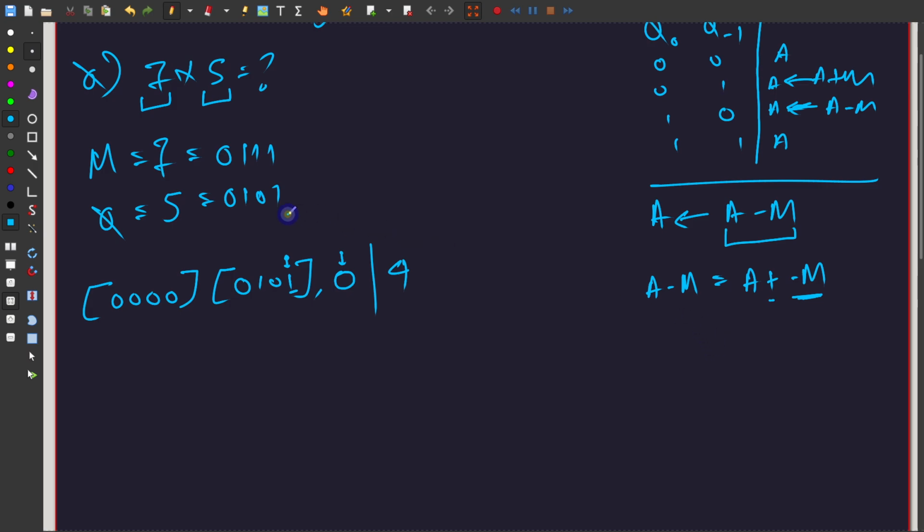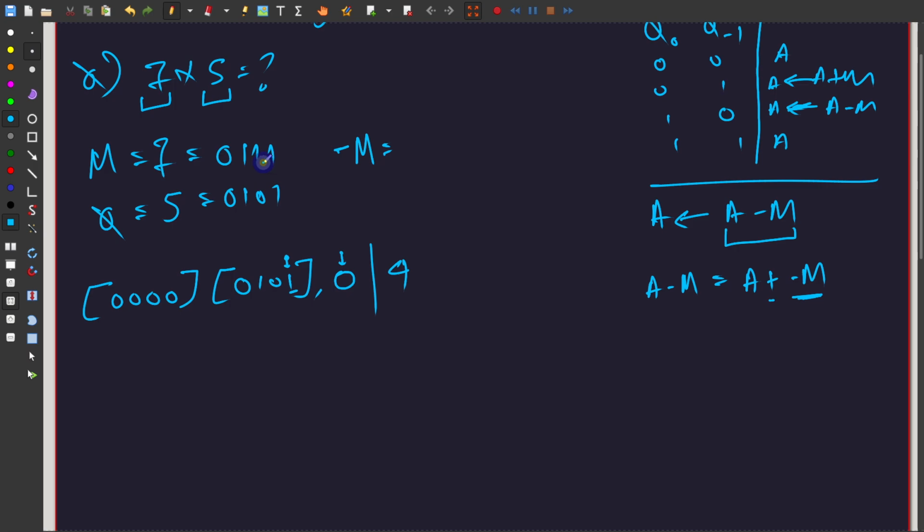The answer is minus m actually is found by taking the 2's complement of m. Now what is 2's complement? 2's complement is simply the 1's complement plus 1. So how do you find the 2's complement here of m? I'll just write it here. Now minus m is going to be equal to the 2's complement.